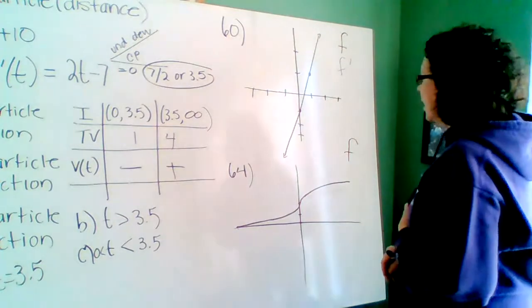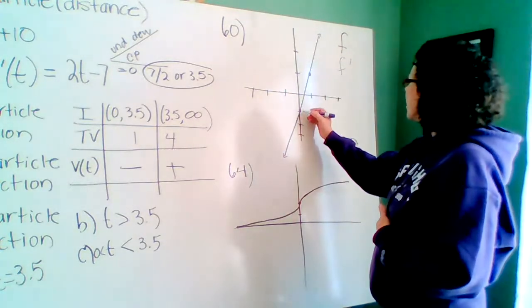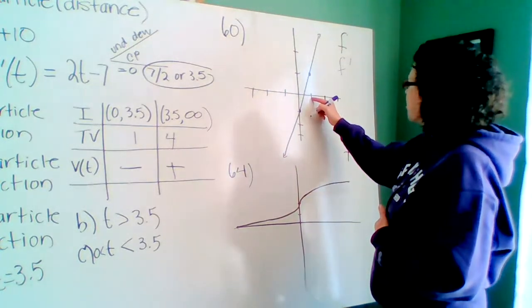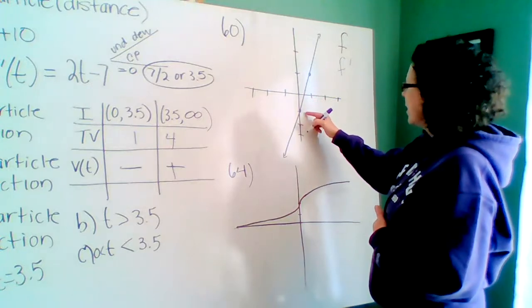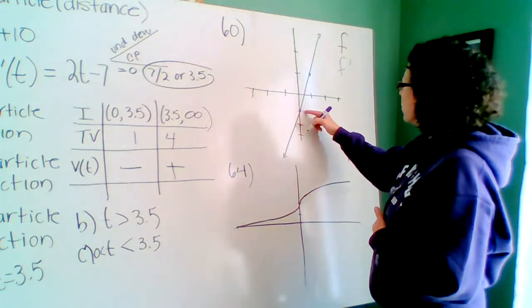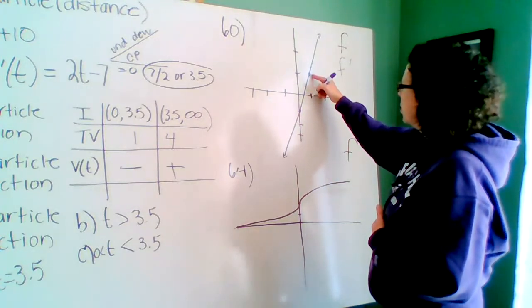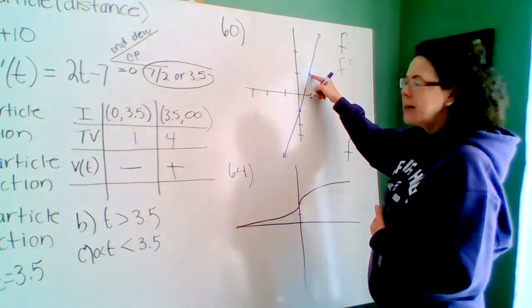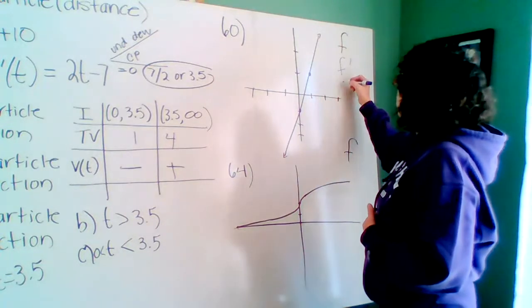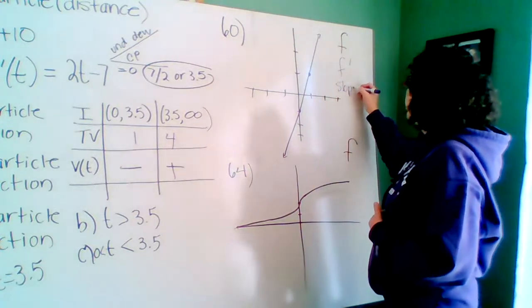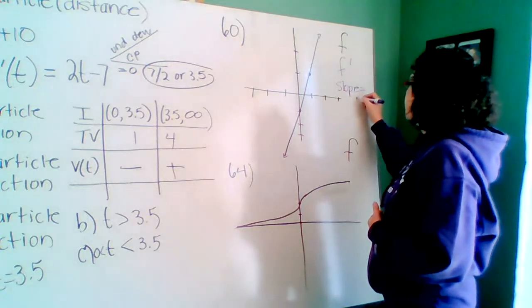So I won't have an x-intercept. Let's take a look here. Each one of these marks is 1. So let me see if I can execute the slope. If I go over 1 and up 2, then the slope of this line, I think, is 2. So the slope is 2 in this picture.